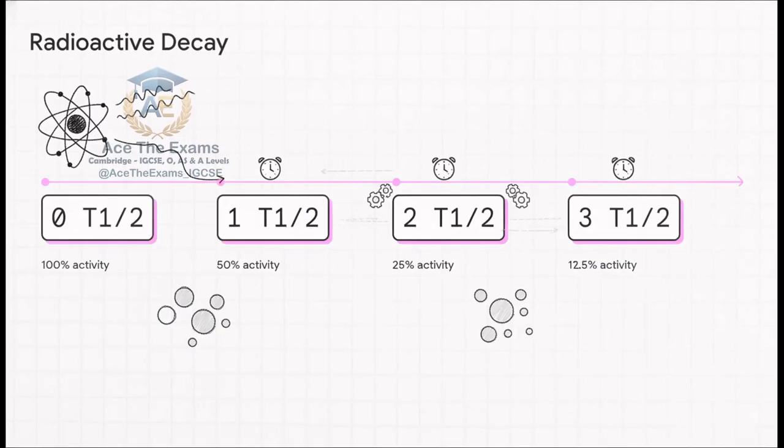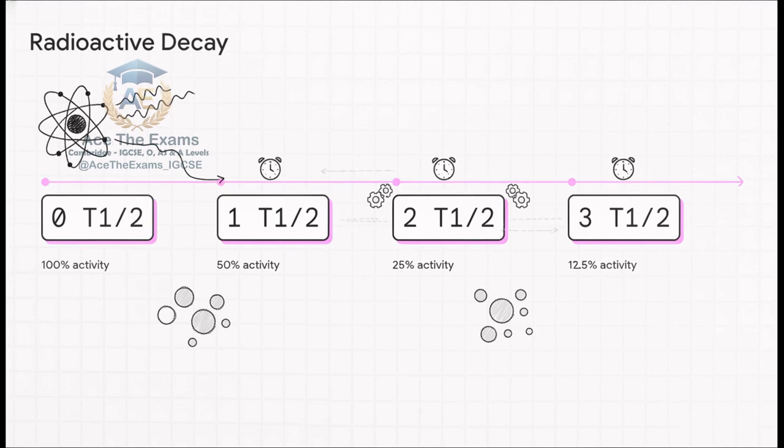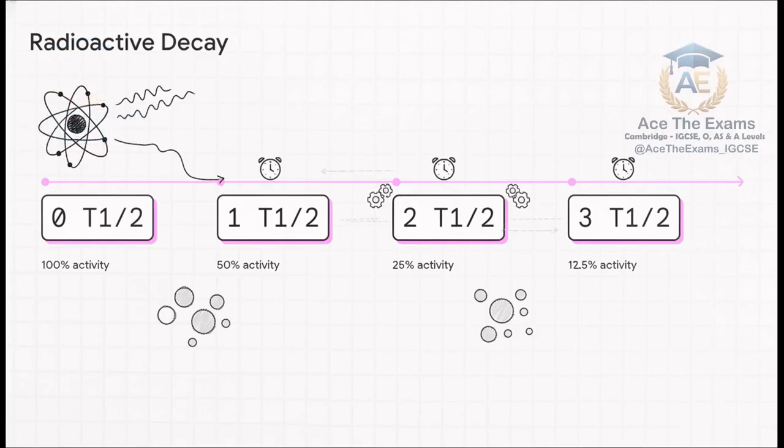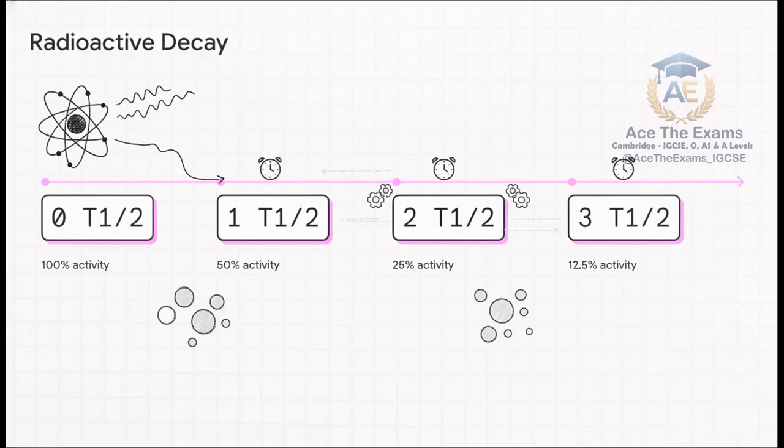And when unstable isotopes try to find balance, they emit radiation. The crazy thing is how predictable this decay is. We use a concept called half-life, which is the exact amount of time it takes for half of a radioactive sample to decay. It ticks down perfectly from 100% activity to 50, to 25, to 12.5. It's just perfect statistical clockwork.